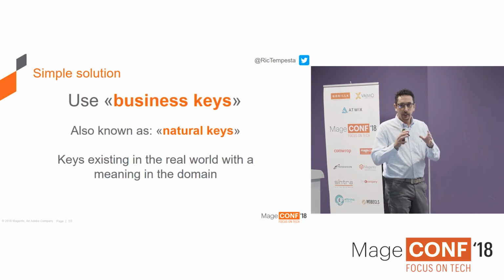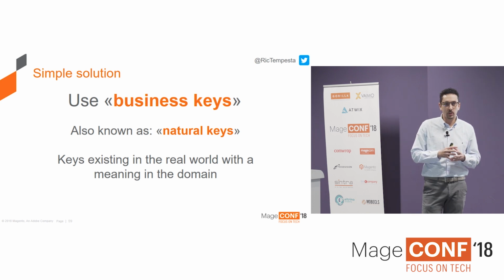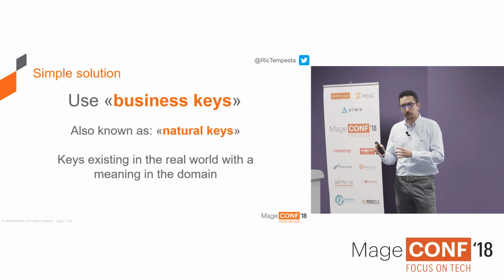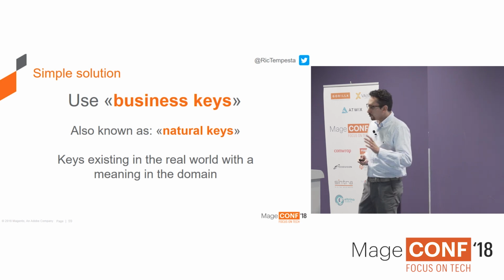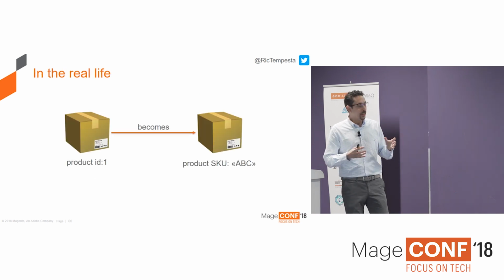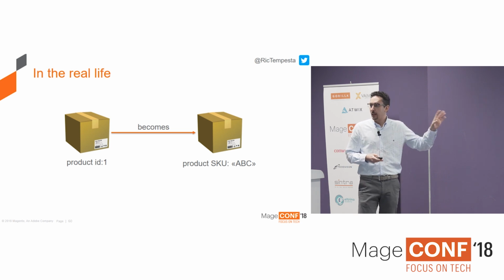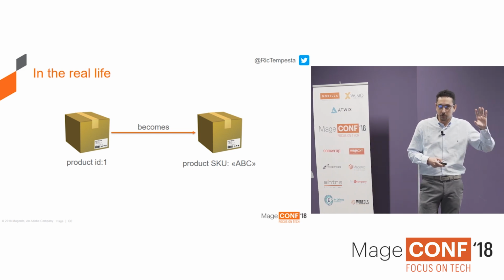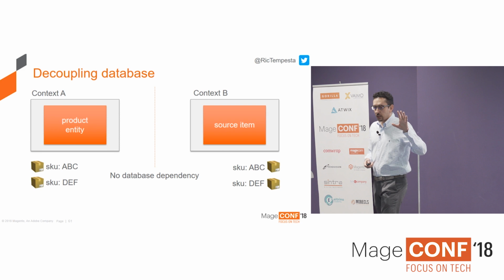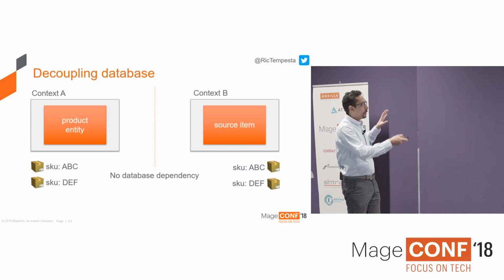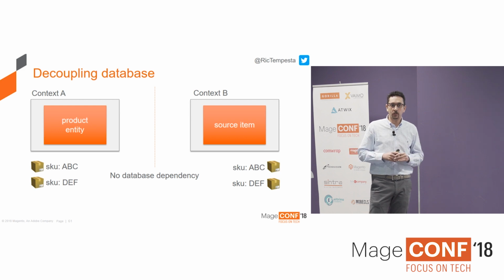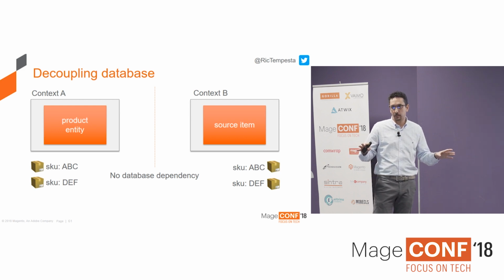So today, when we refer to a product in Magento, we use the numeric ID. Tomorrow, we should use the SKU. So the product that yesterday was number 1, tomorrow should be ABC, where ABC is the SKU. If you approach the software in this way, and you remove the foreign keys and use the business keys, you totally remove all the database dependency, and you can have the information split across different databases.